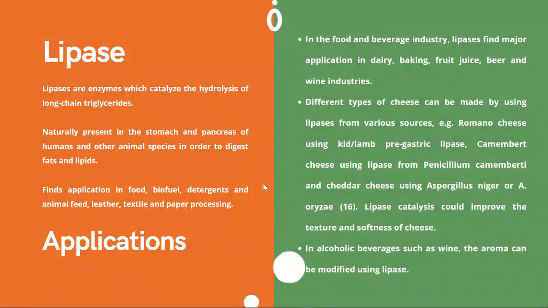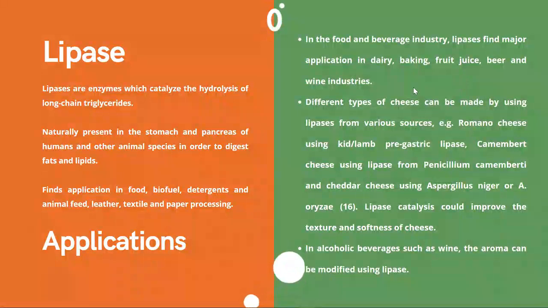So leather, it's used widely in the leather industry, and further it's used in detergent industry, biofuel, animal feed, paper processing, everywhere. So if you see here, in the food and beverage industry, lipases first find major application in dairy, baking, fruit juice, beer, wine industry. So in the food industry, they are majorly used in all these. I mean, they are used in milk. Milk has fats, even in baking, even in fruit juices, beer, wine industry, everywhere.